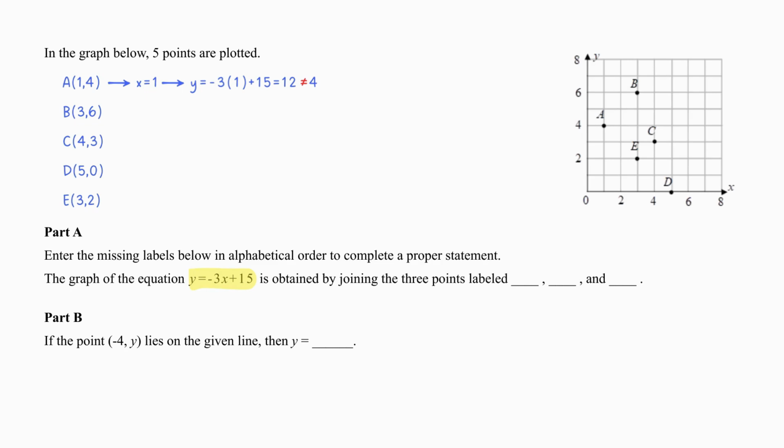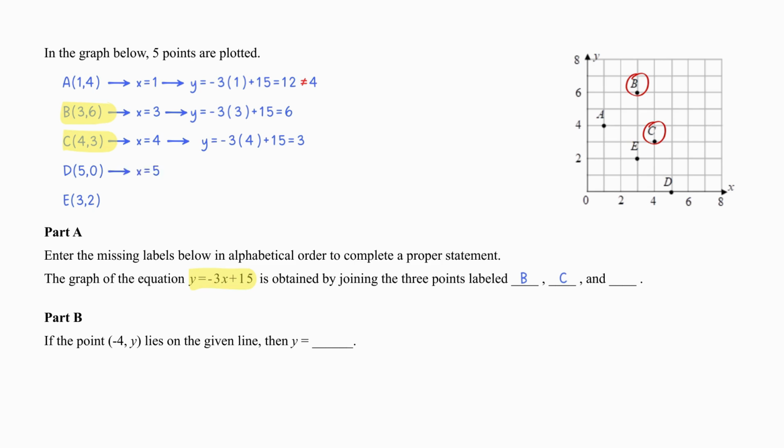Point B, x equals 3, y equals negative 3 times 3 plus 15. So y equals 6. Looking at the given coordinates, (3, 6). Point B is on the line. Point C, x equals 4, y equals negative 3 times 4 plus 15. So y equals 3. Looking at the given coordinates, (4, 3). Point C belongs to the given line.